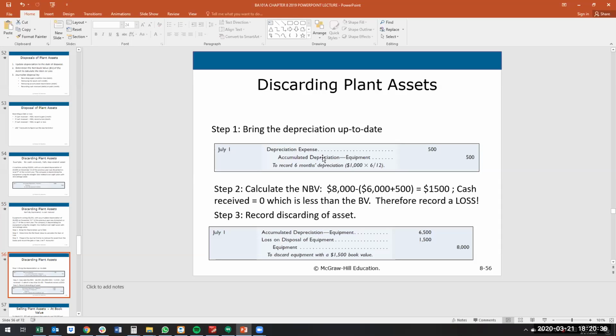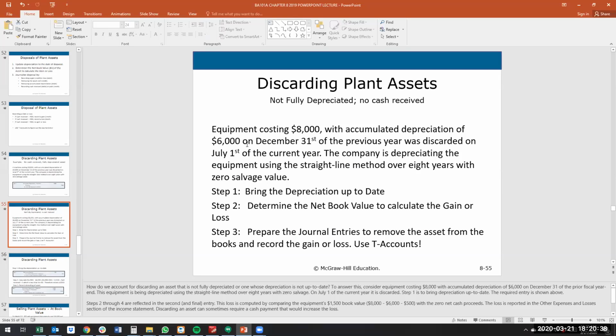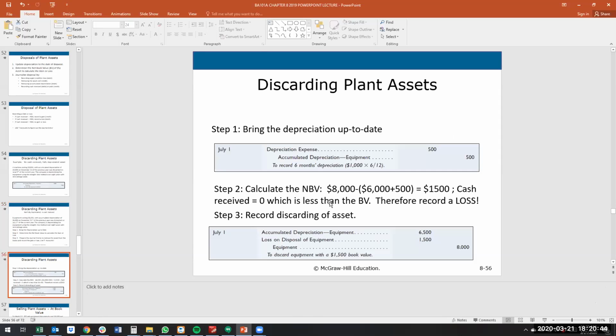So we bring the depreciation up to date for the half year. It's $1,000 a year, right? 8,000, no salvage value, 8 years, $1,000 a year. We're 6 years in. It's asking you to do half a year more. So we debit depreciation expense by 500, 1,000 times a half. And then accumulated depreciation for the equipment, we credit it. And then we have to record the disposal. And so if we haven't fully depreciated the asset, then we're going to debit a loss on disposal. And that's, again, just the plug, right?